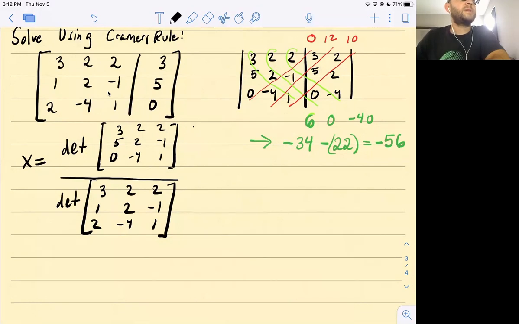Maybe 46 is better? What did I do? I got 12. I don't know. I got 6. Negative 20, negative 40. So that's going to be negative 34. And then that's going to be 12. That's 0.